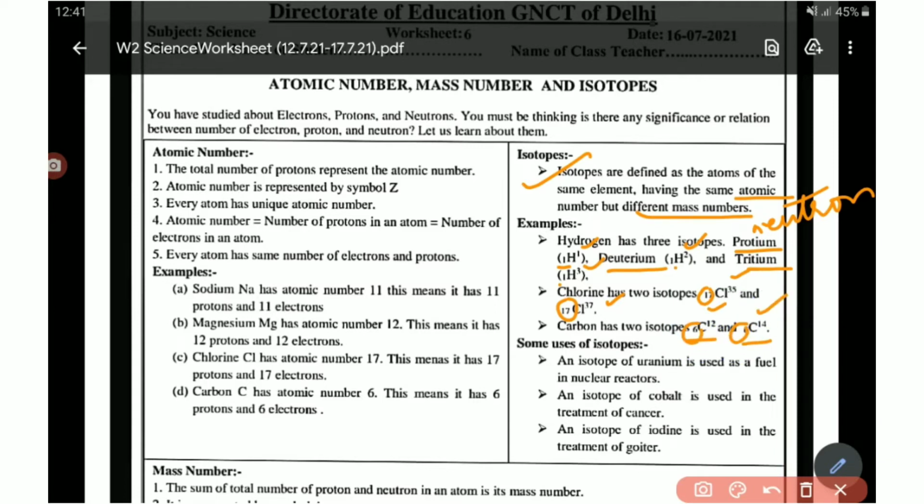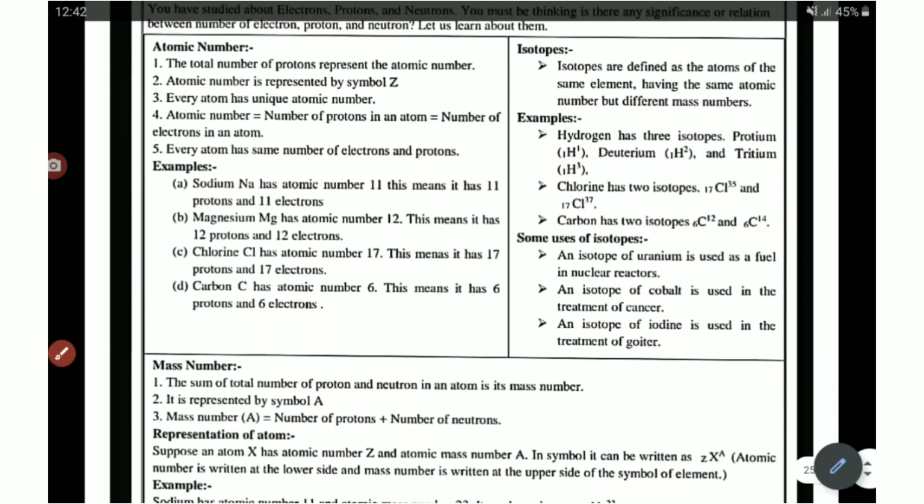Okay, what are the uses of isotopes? We have studied about isotopes. What are the uses? An isotope of uranium is used as fuel in nuclear reactors. Fission and fusion reactions we will be studying in higher classes. So isotopes are used there. Isotope of cobalt is used in the treatment of cancer. Isotope of iodine is used in the treatment of goiter. These are a few uses of isotopes. Okay, now based on our understanding, let us see the questions.